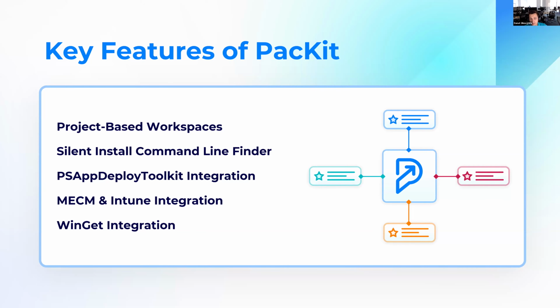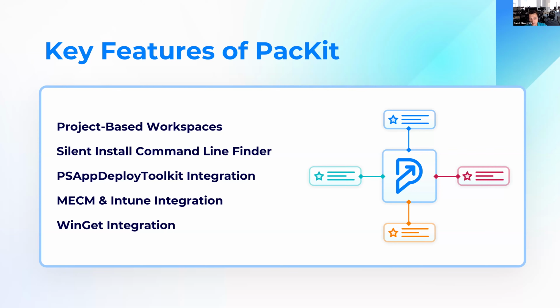Other than this, we have the PowerShell App Deploy Toolkit integration. That means you can wrap a package directly from PacKit. No need for you to copy the template and manually update the script for deployment, so you can simply use PacKit for that, and we'll show you right away what the integration means. Of course, we have the Winget integration, which allows you to add a package directly from the Winget gallery.